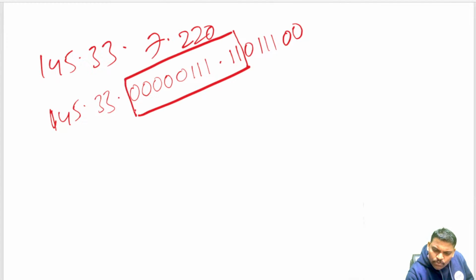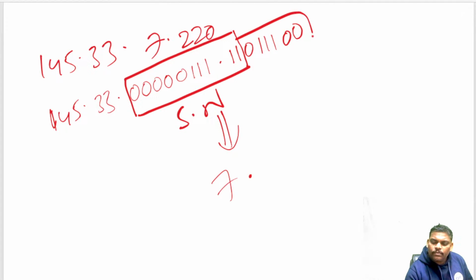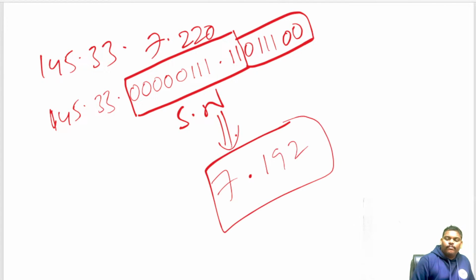Now listen. These bits belong to the subnet. So the subnet number is going to be 7 dot, and this is going to be the host part. This IP belongs to subnet number 7.192. It is a subnet number. Only subnet bits, only take those.